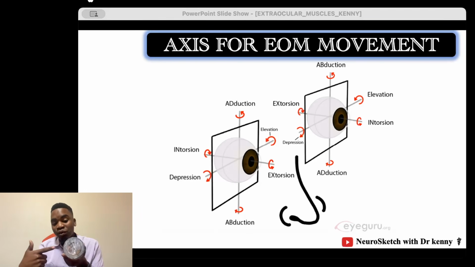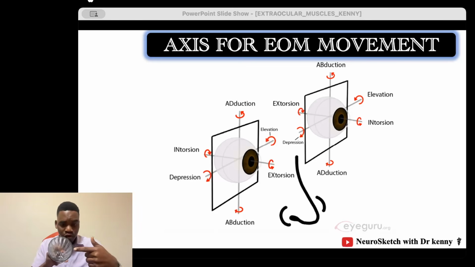And then we also have a horizontal axis, that goes through the side. Under the horizontal axis, the eye can either move above the line or below the line. The movement of the eye above the horizontal axis will be elevation, as in elevation of the upper part of the globe. And the movement of the eye below the horizontal axis will be depression. So we have three axes that the eye will move along.